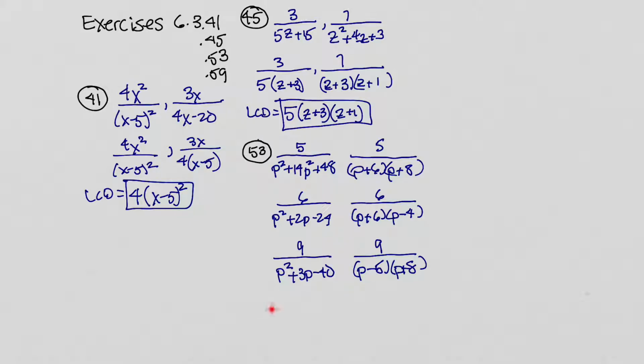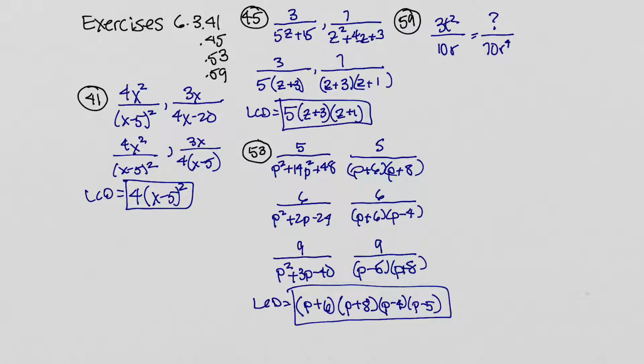So let's write this down here. The LCD is the p plus 6, that's coming from this one, and then the p plus 8 from this one and this one. So we'll have a p plus 8. Remember, order doesn't matter. And then from this one, we've got a p plus 6 already. We've got the p minus 4, and then the p minus 5. So we'll have a p minus 4 and a p minus 5. There's our LCD.